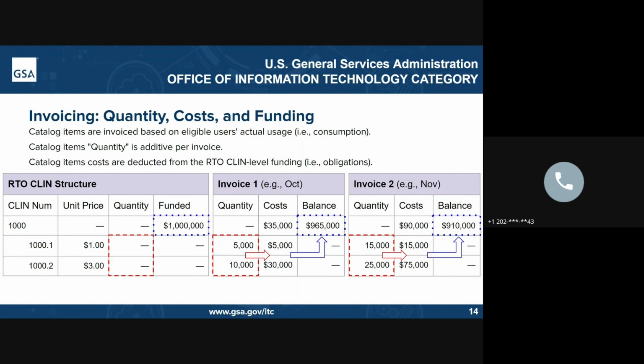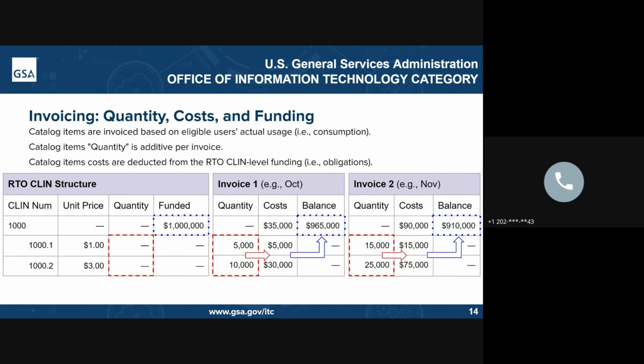And now when we move to the actual payment of the invoice, you pay the invoice at the CLIN level. So in this case, we funded $1 million. We have an incurred cost in invoice 1 of 35,000. We pay the 35,000 off of CLIN 1000, leaving a balance of 965,000.